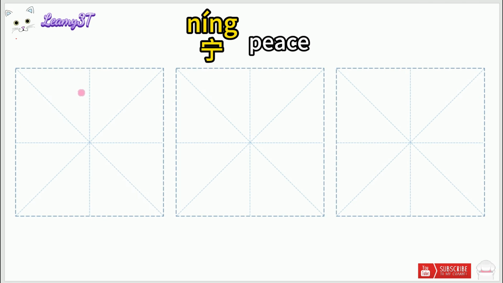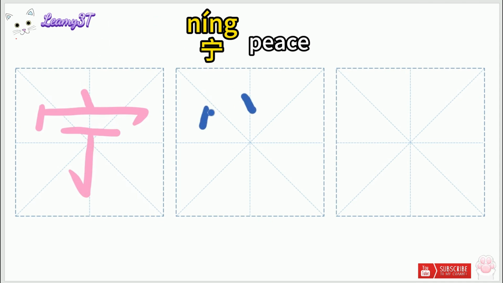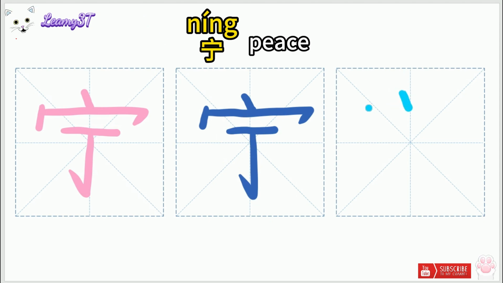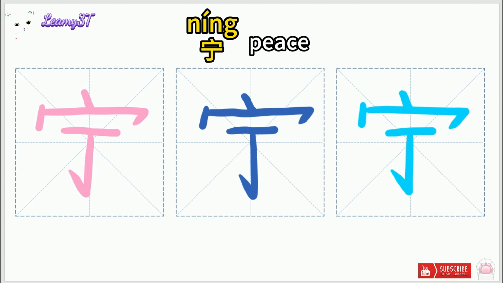Top 点 first. 点, 撇, 横钩, 横, shùgōu. Again. 点, 撇, 横钩, 横, shùgōu. The whole character should be at the center of the square. 点, 撇, 横钩, 横, shùgōu. This character is níng. It means peace.